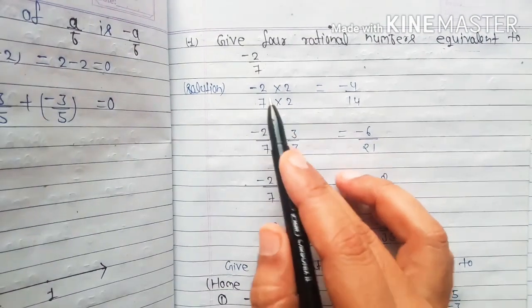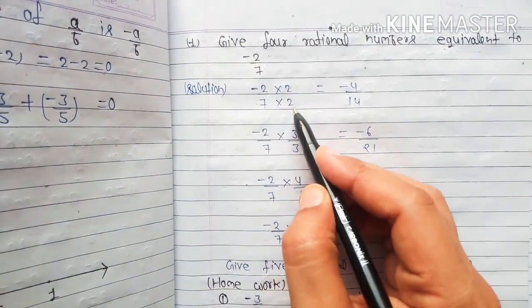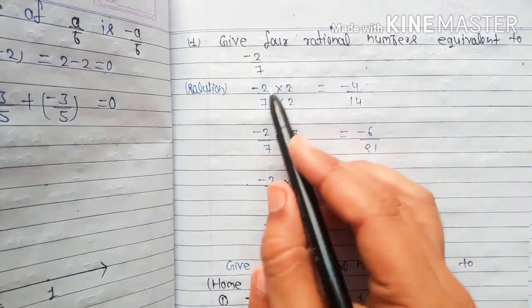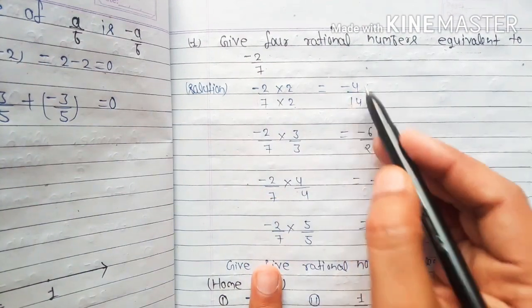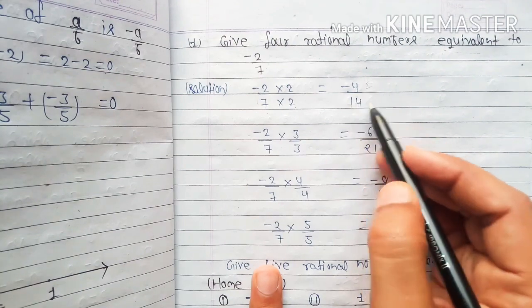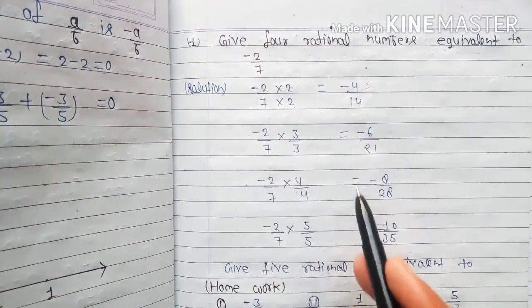Minus 2 upon 7, we can write by multiplying by 2 with both numerator as well as denominator. Now 2 2's are 4 and 7 2's are 14. Students, you can see this is minus 2 upon 7, nothing else. Minus 4 upon 14, you can solve it. 2 2's are 4, 2 7's are 14. It will become minus 2 upon 7, the same rational number.